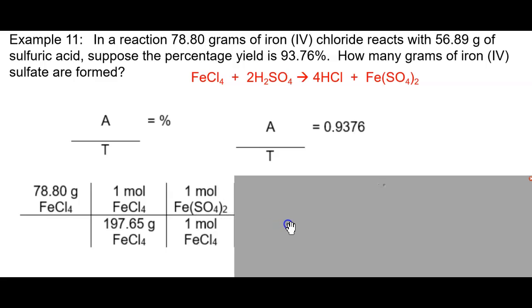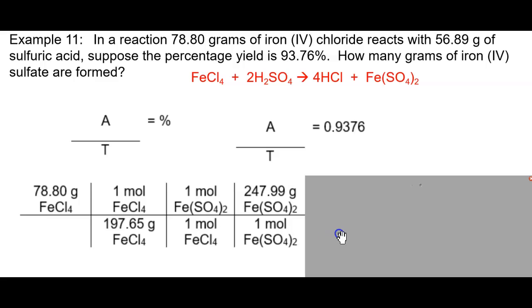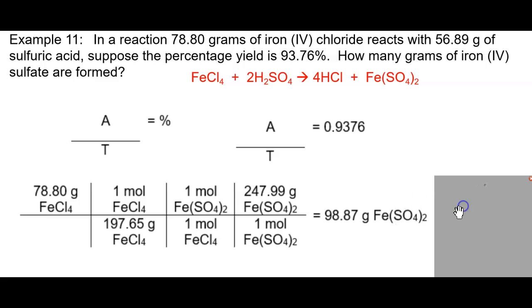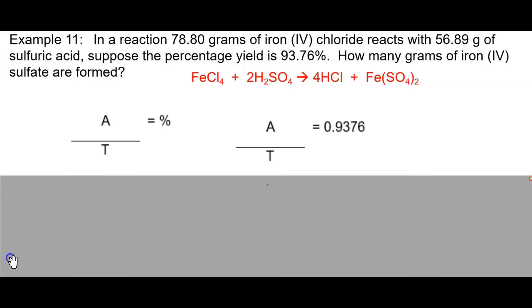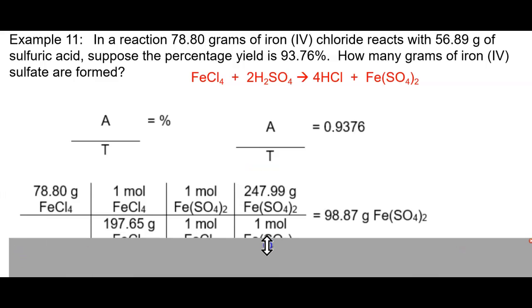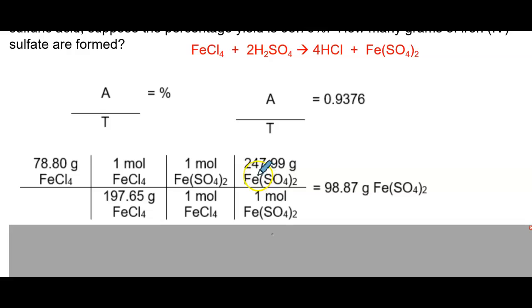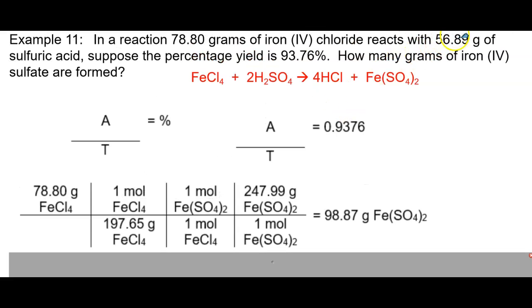Then I'm going to mole shuffle. Where we're going goes on top. Remember, we're going to iron sulfate, and in my balanced equation, they're 1 to 1. And then I'm going to use the periodic table number to get from moles of iron sulfate to mass. And I get 98 grams of iron sulfate. There you go. So that's one possible answer. I don't know if this is a limiting reactant yet. It produced 98. We've got to see what the 56.89 grams will produce.